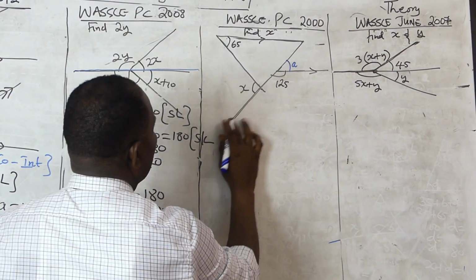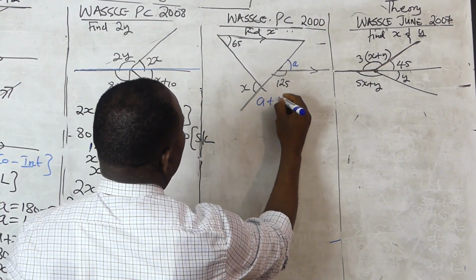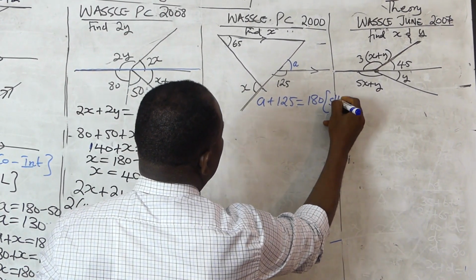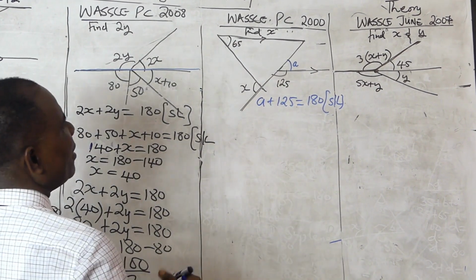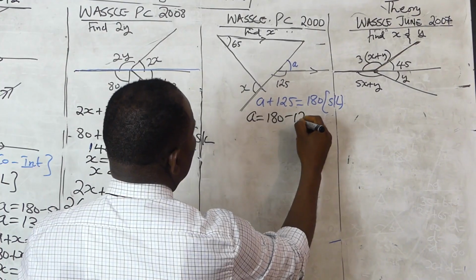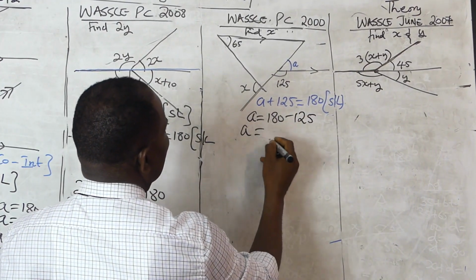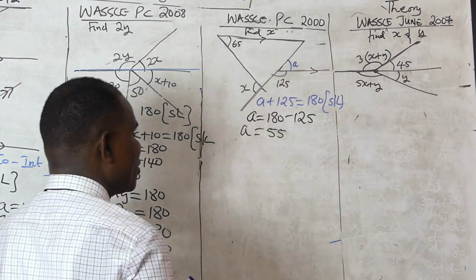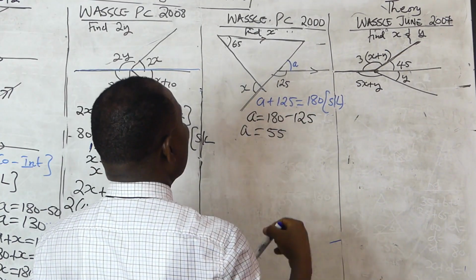This is angles on a straight line. A plus 125 must give me 180. That's angles on a straight line. So now I can find A from that point. A is 180 minus 125, so A is equal to 55. So I've got A as 55. It's acute as well.